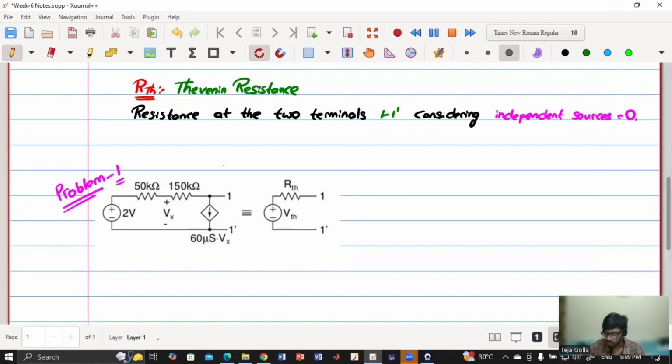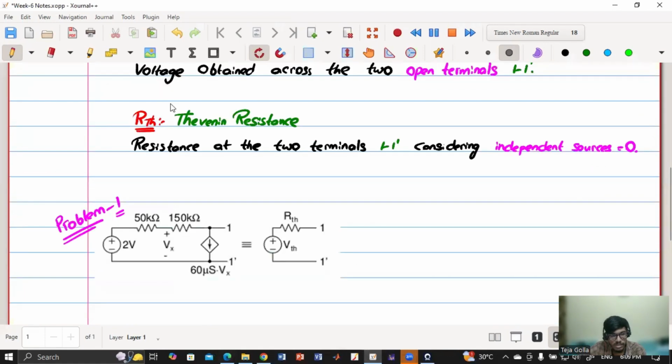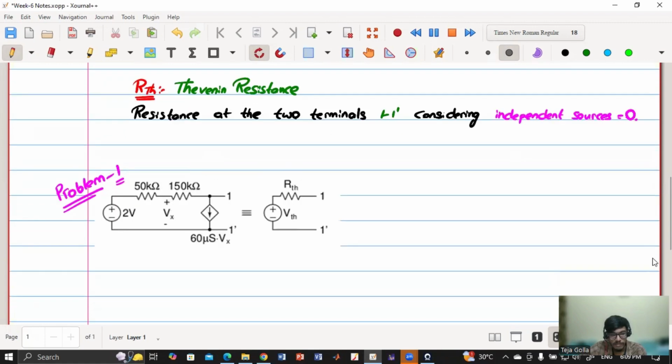Okay. So now this entire thing is a box. How will I find VTH? VTH is the voltage obtained across the open terminal. So this one, these are open. Now I have to find the voltage across this, then I will get VTH. And how will I get RTH? By considering all the dependent sources to be 0 and finding the resistance across these two terminals. That will give my Thevenin resistance.